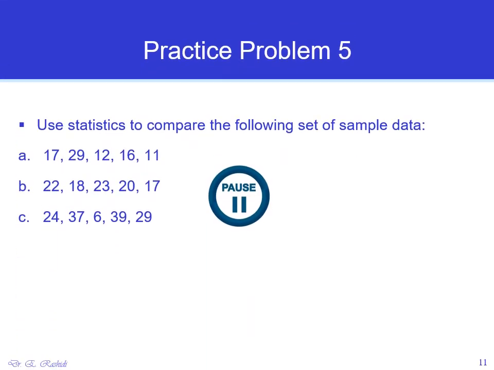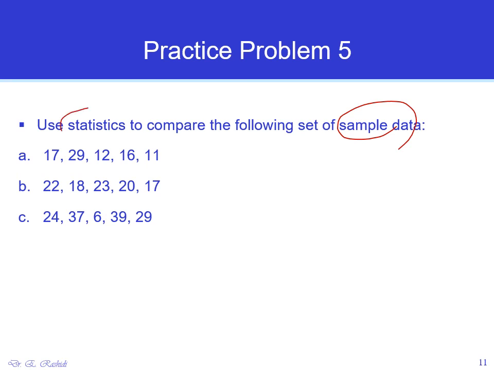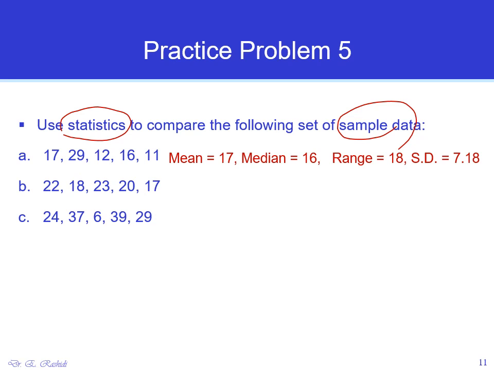All right. So let's solve this problem. We have three sets of sample data, and we want to compute statistics for these, such as mean, median, range, and standard deviation. I'm not going to show you the variance because it's similar to the standard deviation. It's just the standard deviation squared. So if we compute these statistics for the first set, the mean is 17, the median is 16, the range is 18, the standard deviation is 7.18.